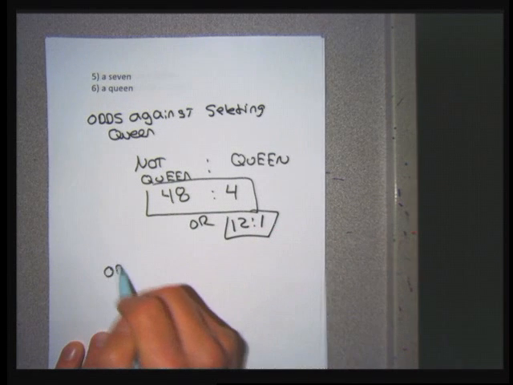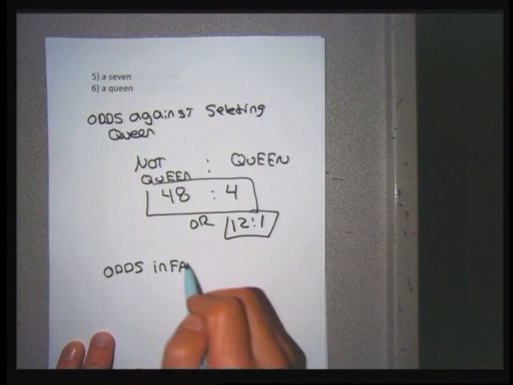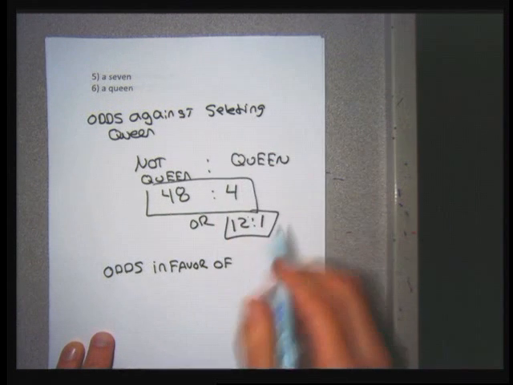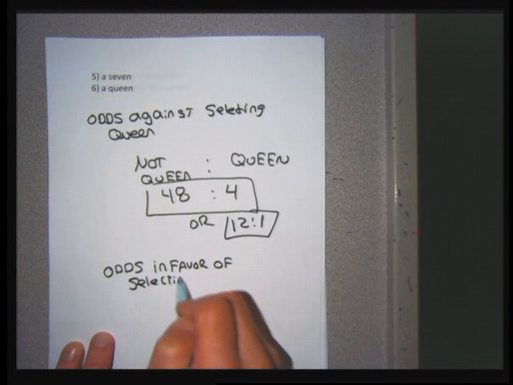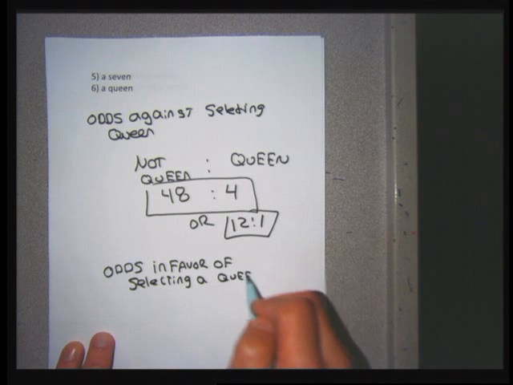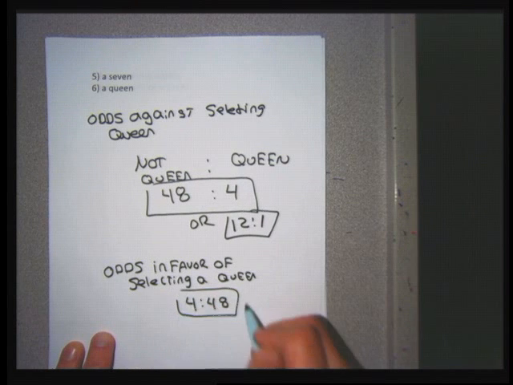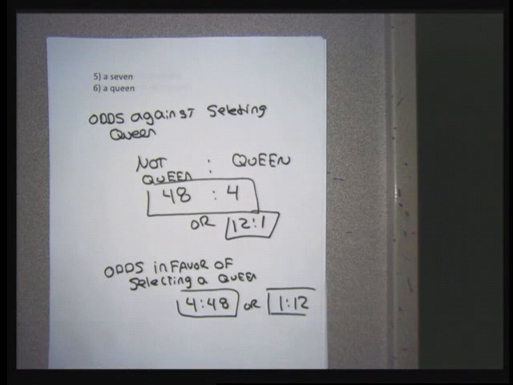And then the lovely thing about being asked the odds in favor, it's just the opposite. Odds against selecting, odds in favor of selecting. And I generally don't reduce these, and it's just the way I was taught. And I think that's common. But both of those would be okay. Your answer for number 5 should look remarkably similar to my answers to number 6.